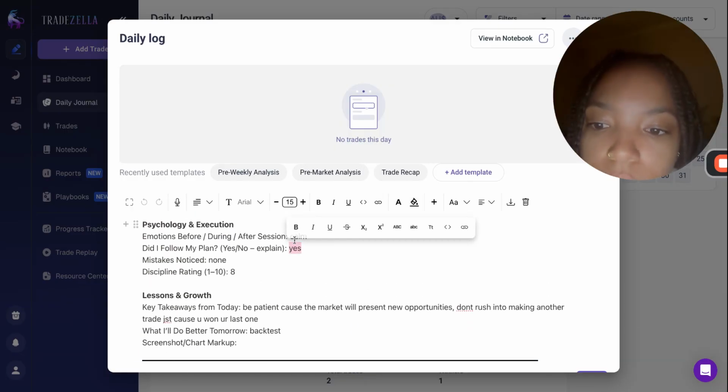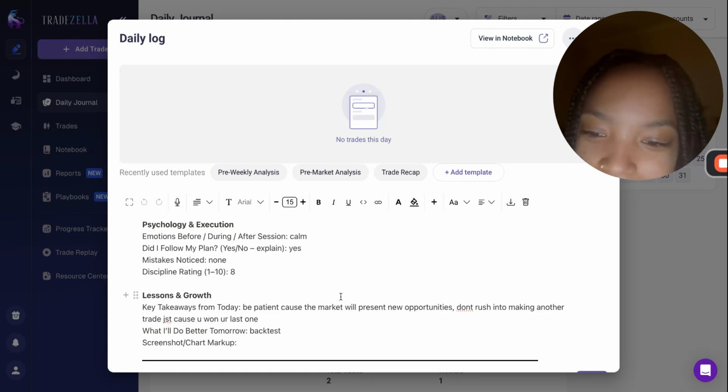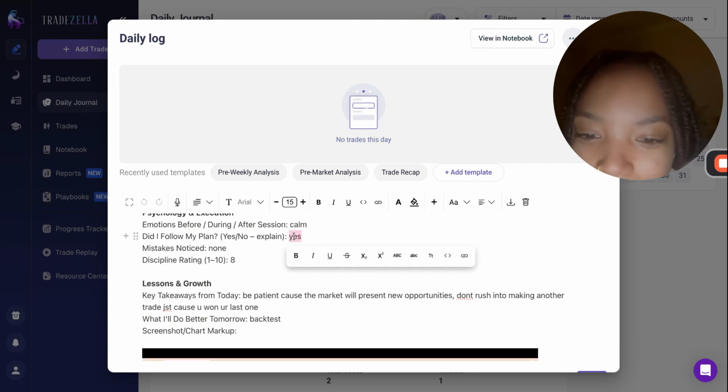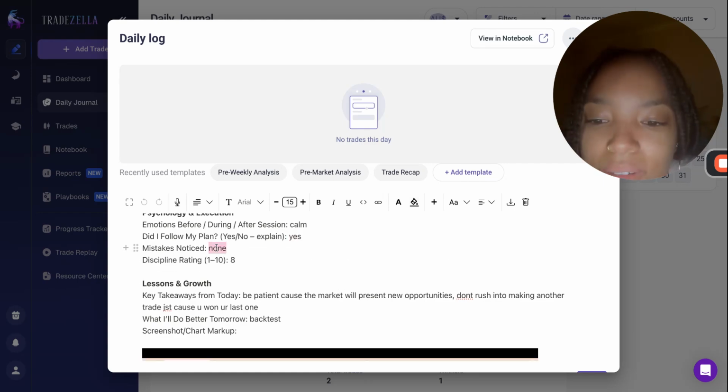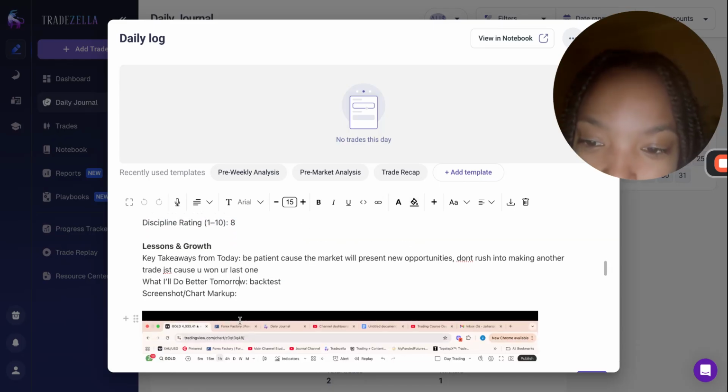And then my emotions were, I'm pretty calm. I feel like we should just skip to the next few questions. Did I follow my plan? Yes, I did. Mistakes noticed: I didn't notice any mistakes other than on my progress track, I didn't do my back testing today. So that's why my discipline rating is at an 8, but I followed my rules. I did everything else that I needed to do.